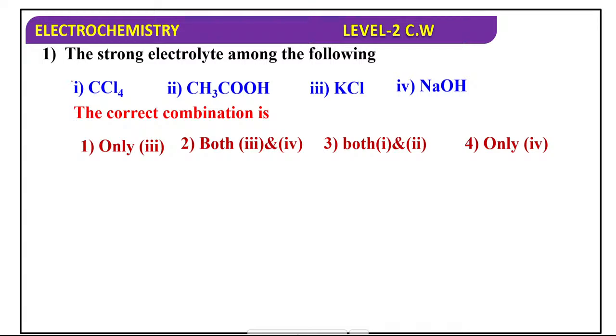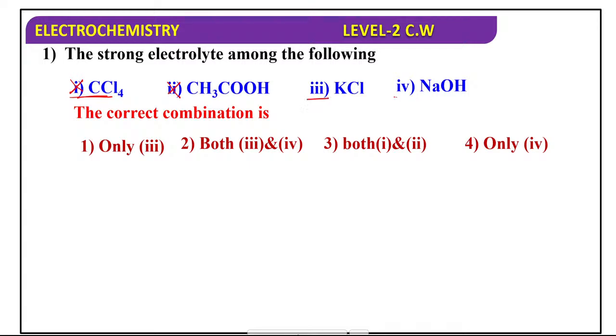So the first option, that cannot be there because CCl4 cannot be acting as an electrolyte. It is neither a strong electrolyte nor a weak electrolyte, because electrolyte means which gives ions in the solution, in aqueous solution. Acetic acid, it is an electrolyte, but it dissociates feebly, so it is a weak electrolyte. So this is also not the correct option.